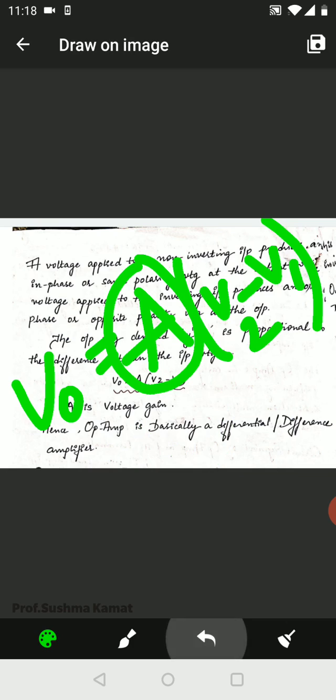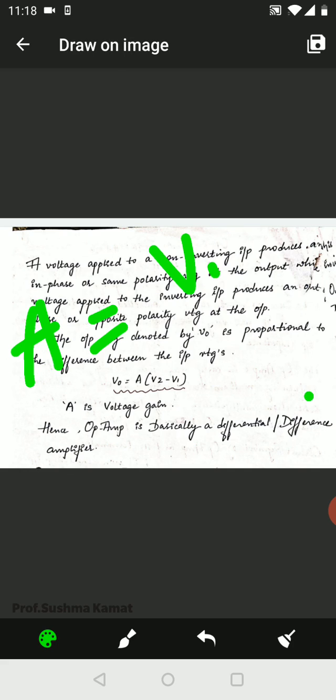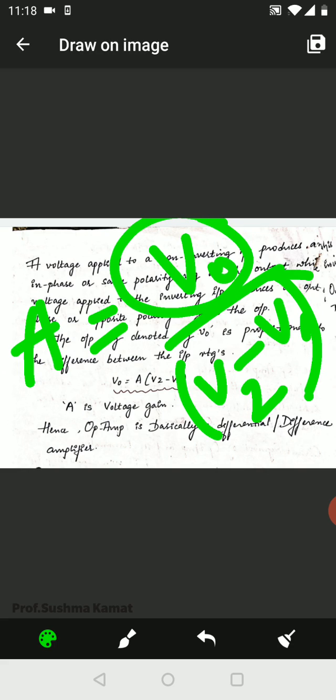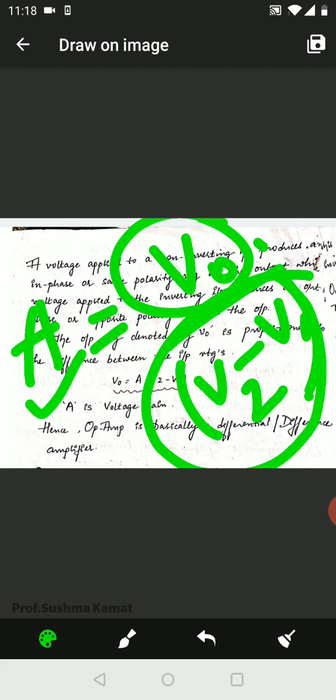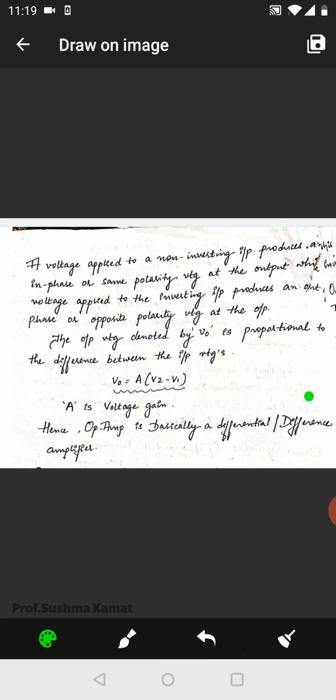So if I consider this gain, V0 is equal to A into (V2 minus V1), and as I already told you, the definition of gain is output upon input. So if I write the equation for A, it will be equal to V0 upon (V2 minus V1). V0 is the output voltage and V2 minus V1 is the input voltage. So gain is equal to output upon input. This basically tells us that the operational amplifier here is a differential amplifier.